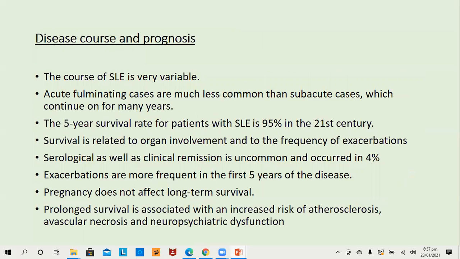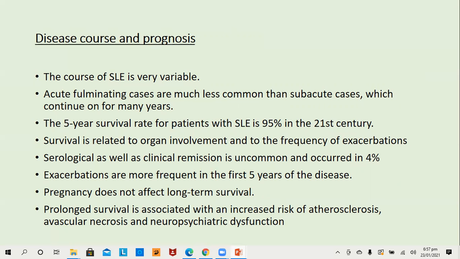Disease course and prognosis of SLE. The course of SLE is very variable. Acute fulminating cases are much less common than subacute cases, and the disease may continue for years. The 5-year survival rate of patients with SLE is 95% in the current century. The survival is related to organ involvement and to the frequency of exacerbations. Serological as well as clinical remission is uncommon and occurred in 4% of the patients. Exacerbations are more frequent in the first 5 years of disease. Pregnancy does not affect the long-term survival.